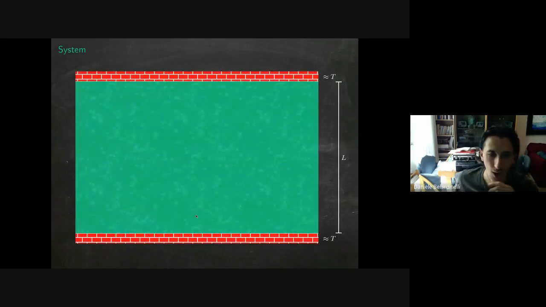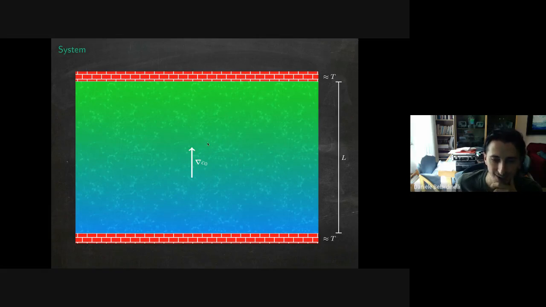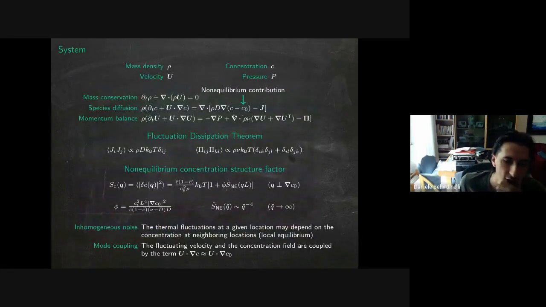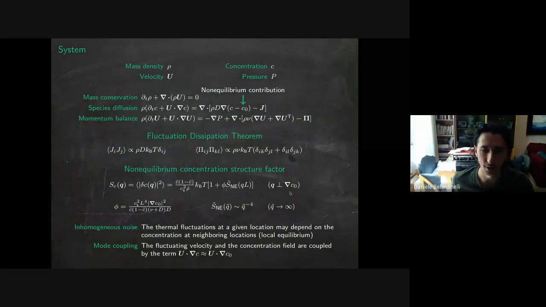Now let us return to our picture and suppose to have a constant gradient in the concentration profile. The stationary state now fluctuates around a non-homogeneous background, which is a state of non-equilibrium in thermodynamical sense, even if mechanical equilibrium is still preserved. What changes in the mathematical description? Actually, the only change in the equation is in this term here, where C naught denotes the background concentration profile with constant concentration gradient. But it causes a dramatic change in the concentration structure factor, for wave vectors in the direction perpendicular to the background concentration gradient.